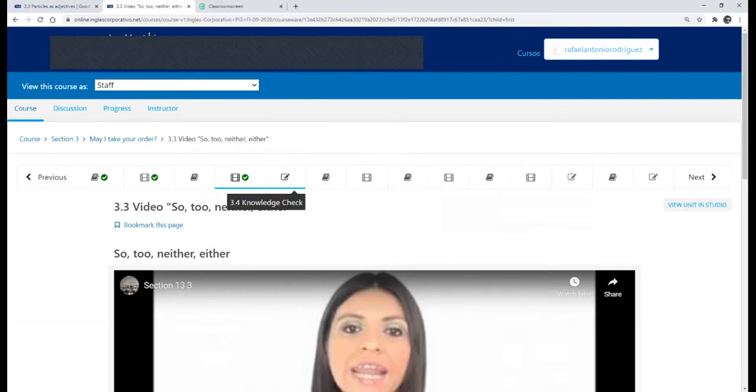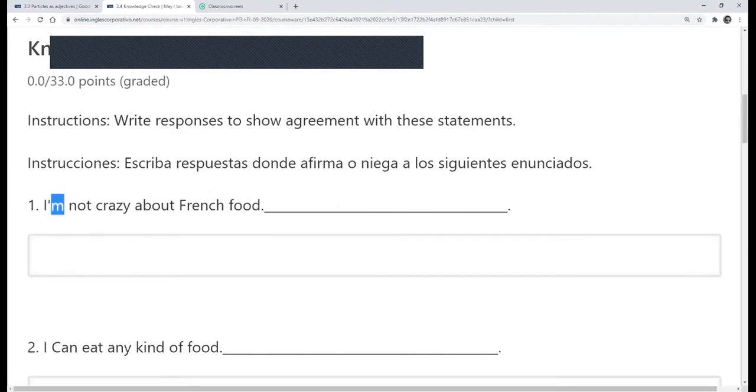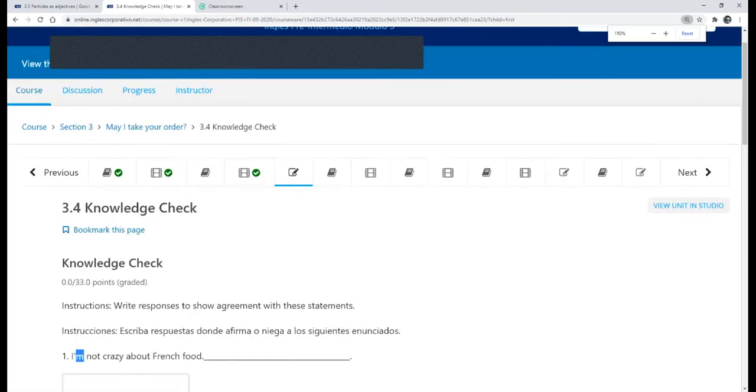Y la otra, the knowledge check. Esto, por ejemplo, acabamos de ver neither, either. So I'm not crazy about French food. Now you know this is a negative, right? Okay. So you could say neither what? Neither am I. Very good. O, ¿cómo era la otra opción? I'm not either. Very good. Great. Y eso se trata de este knowledge check.